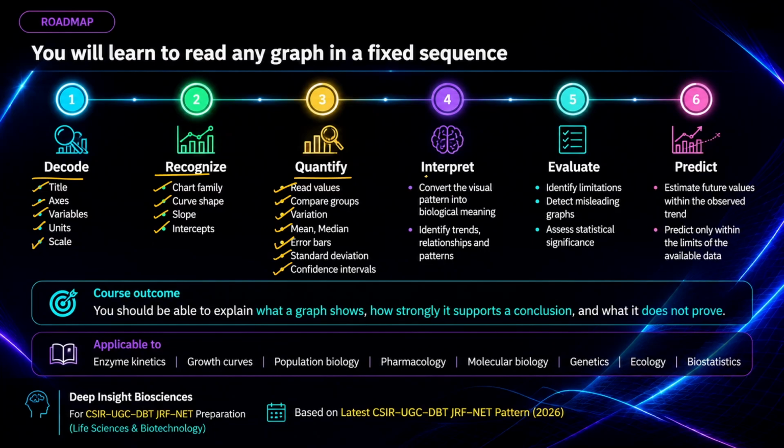In the fourth, you have to interpret, where you have to convert the visual pattern into biological meaning and identify trends, relationships, and patterns. Coming to the fifth point, you have to evaluate, where you have to check whether the graph has any limitations or misleading features and assess statistical significance. And finally, predict, where you have to estimate future values within the observed trend and predict only within the limit of the available data. In the next few slides, we will learn each of these 6 steps in detail, one step at a time.